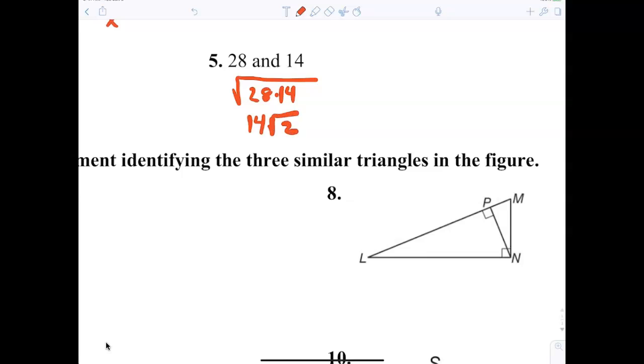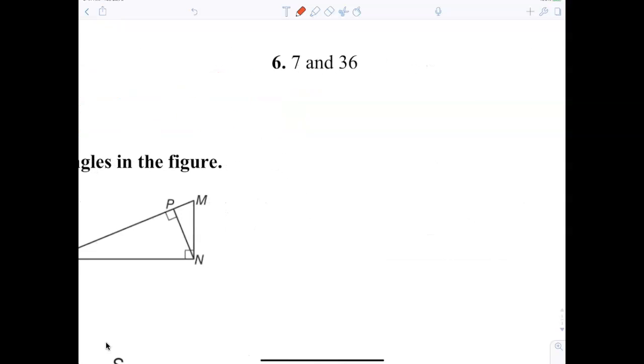14 radical 2. Exactly. All right, and last one here. Is there anything common? No, but 6. So 6 radical 7. Yes, perfect. 6 radical 7. Anybody have any issues with that? Anybody have any issues? Nobody? Everybody agree? Easy, right? Very simple.